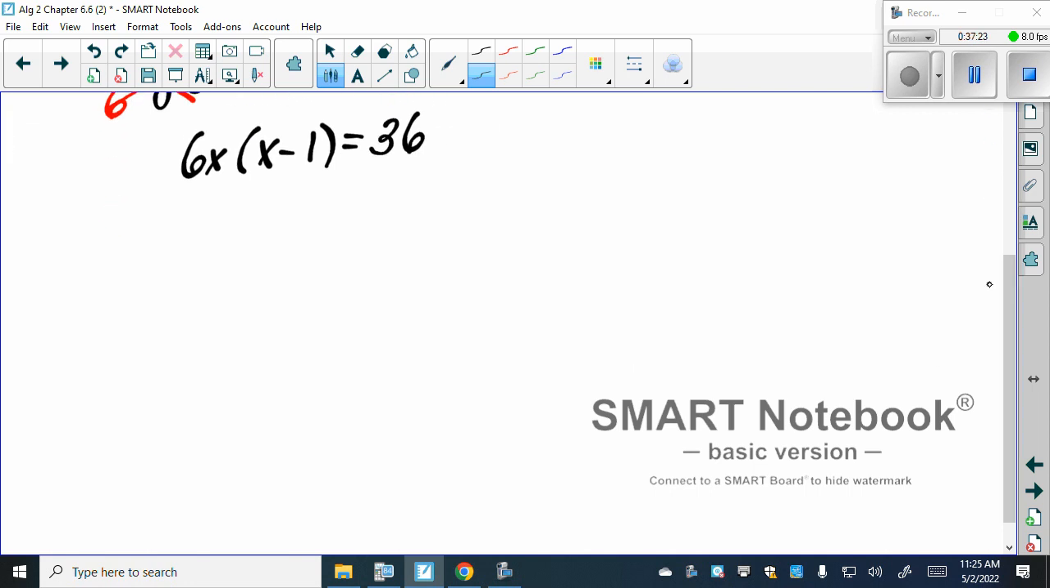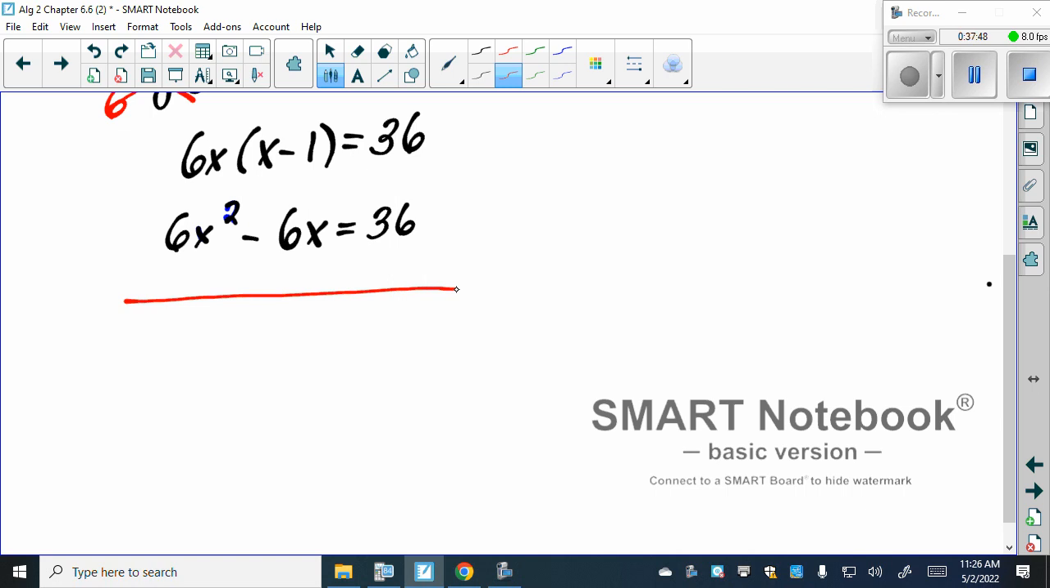Now on the left-hand side, we'll have to distribute the 6x. So 6x times x is 6x squared minus 6x equals 36. Well, anytime we do have an x squared or a variable with a power greater than 1, we do need to get everything on the same side. So we can subtract 36 from both sides, which will tell us that 6x squared minus 6x minus 36 is equal to 0.